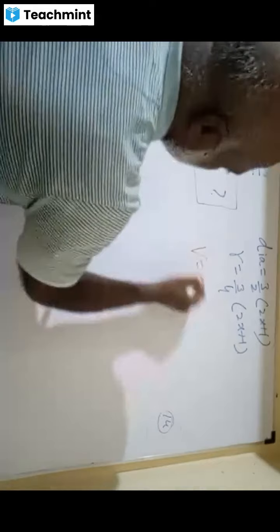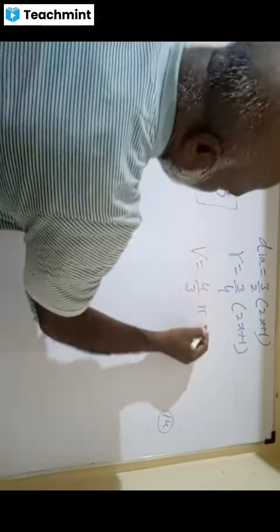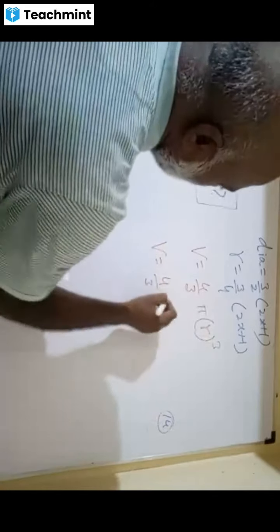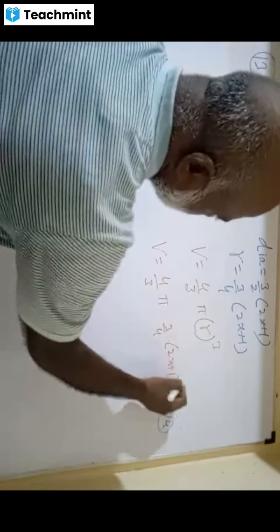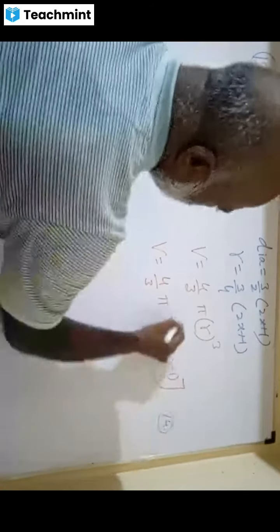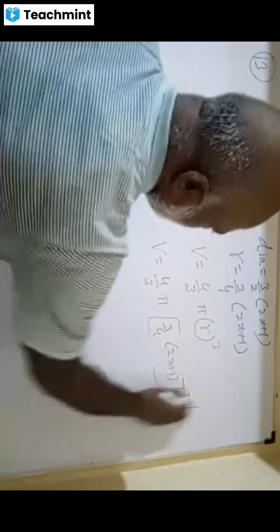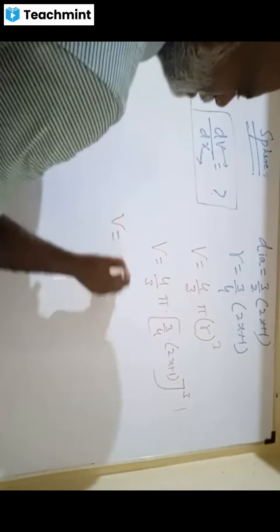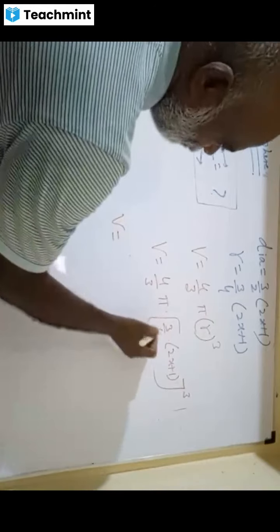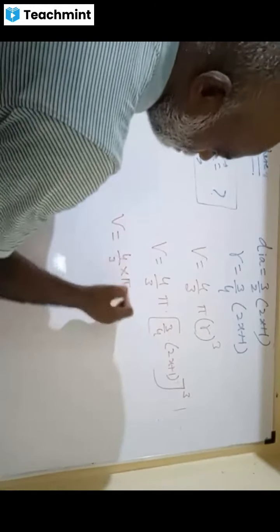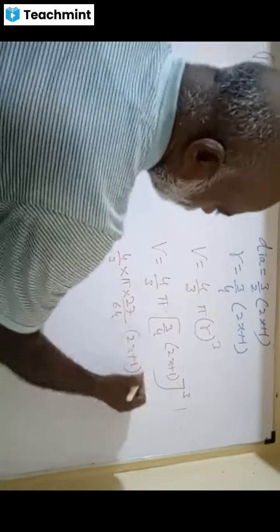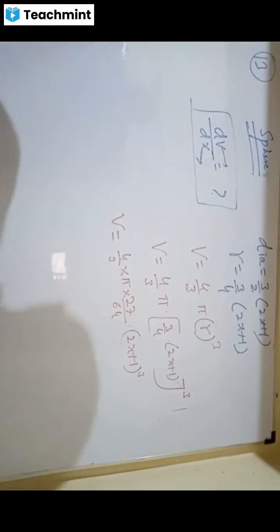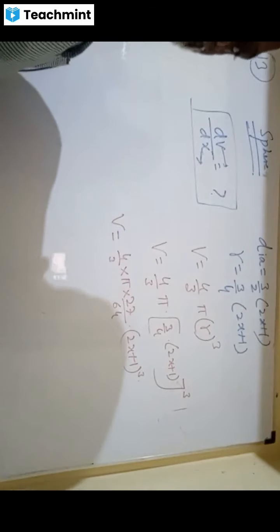Volume of a sphere is nothing but 4 by 3 pi radius cube. Radius cube, yes. Volume is nothing but 4 by 3 pi r, r is nothing but 3 by 4 into 2x plus 1 whole cube. This is the radius cube. Agree? So volume is nothing but 3 by 4 whole cube, mind. 4 by 3 into pi into 27 by 64 into 2x plus 1 whole cube. Do you agree? Yes or no? Yes, sir.